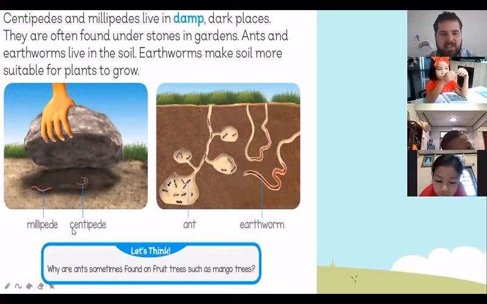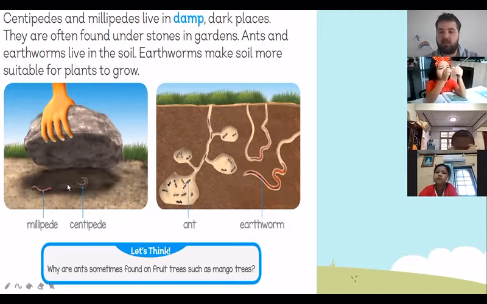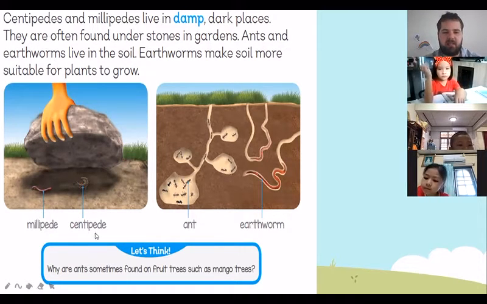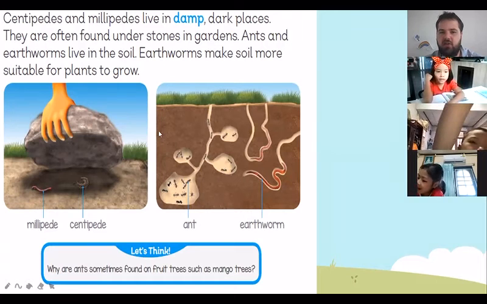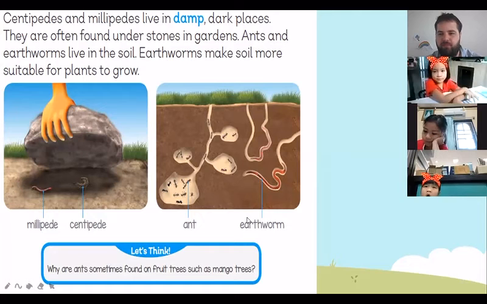Next we have our centipede. Very good. So if you go to your garden and you lift a big rock, you could find a millipede and a centipede. Now this is what lives in the soil in the garden, under the ground. We have ants. So we have the ant and our earthworm. Okay, this is all in our garden.